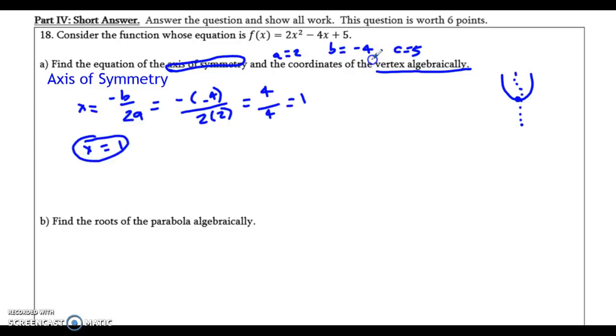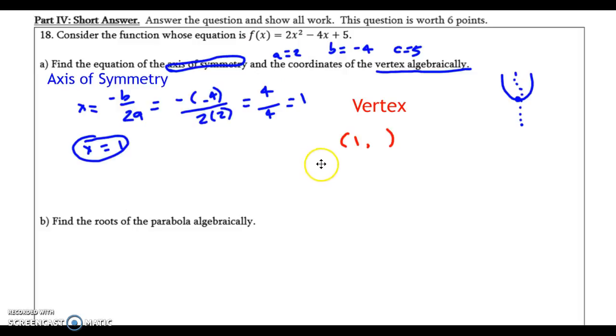So I know that my vertex, if I had to label the x value, would be 1 comma something. As I said, I already have the x value of my vertex. All I need is the y value. In order to get the y value, I'm going to take my x value, which is 1, and substitute it into the equation. Once I substitute 1 for x, I'm going to solve it to find f of x, which is also known as y.